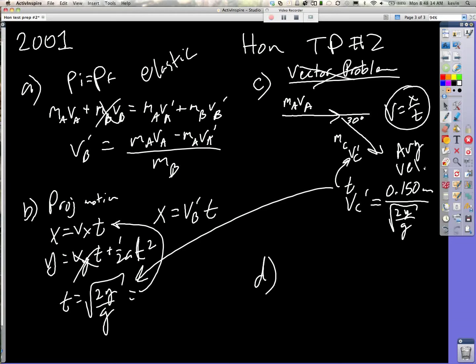So MAVA like this, and that has to equal, and this is MCVC prime, and this is MAVA prime. This is going to equal the vertical part down of that. Those, the yellow and the white one, have to cancel out.